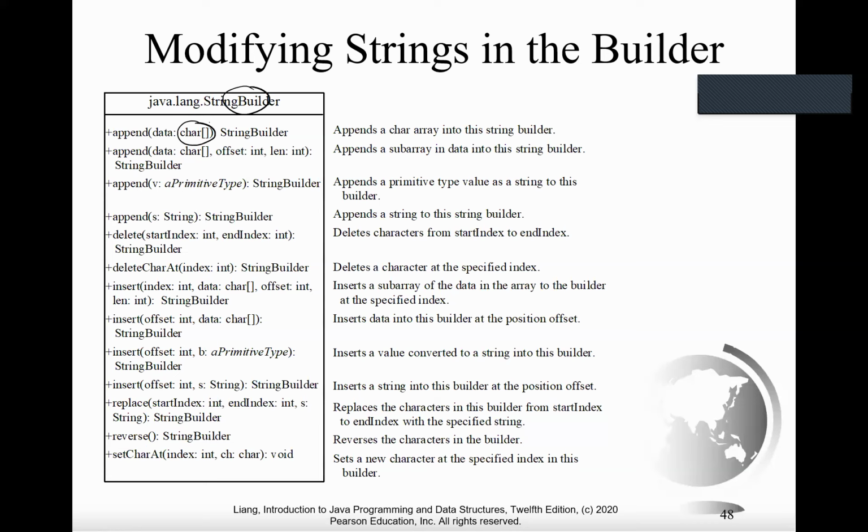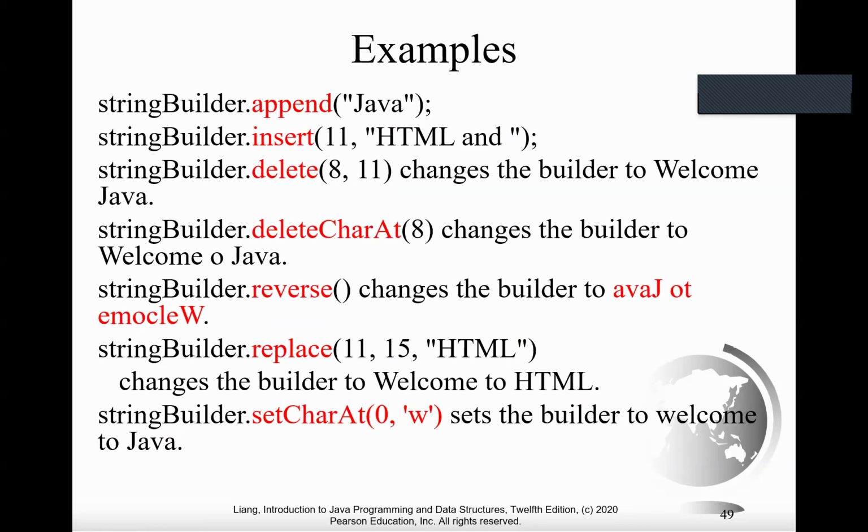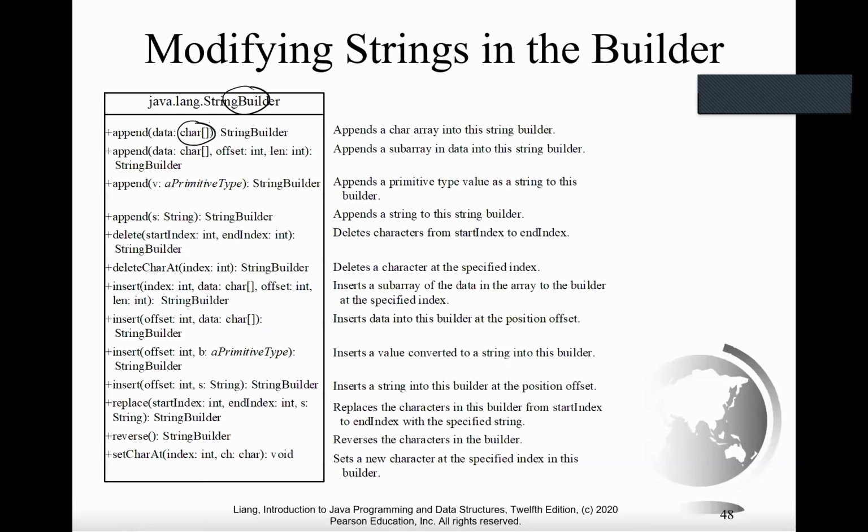So append. You can even give an offset to it, the length, and these are all the methods that you have. Replace, you can do all these things. Because you're treating the string builder like a character array, he will be able to let you change the characters in between, inside. For example, you are creating a string builder.